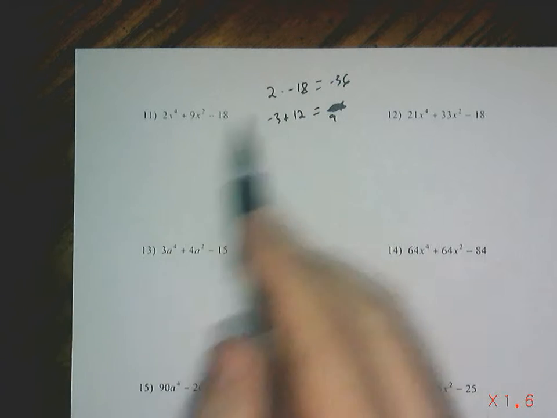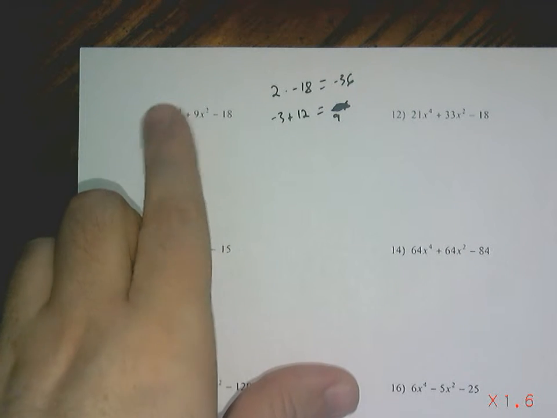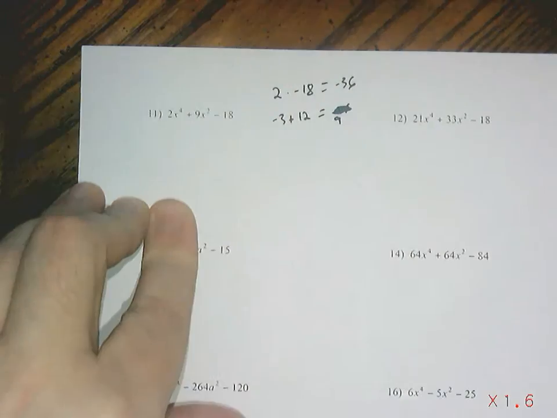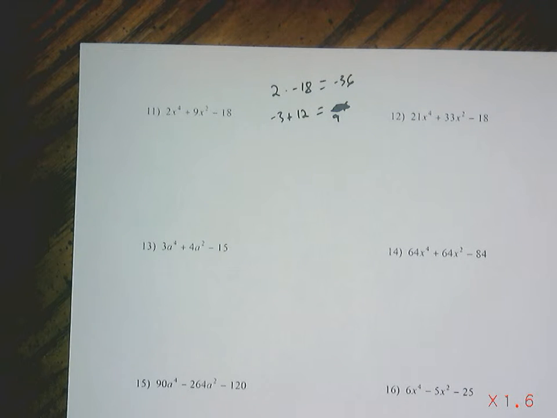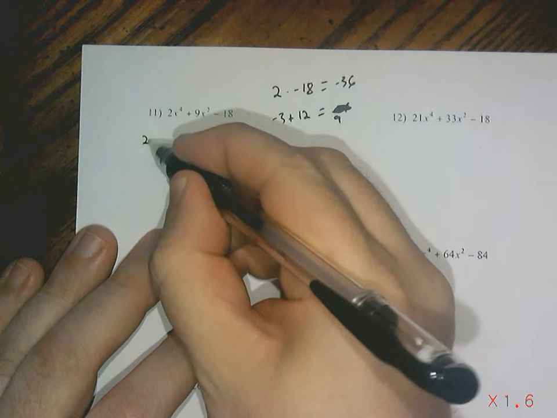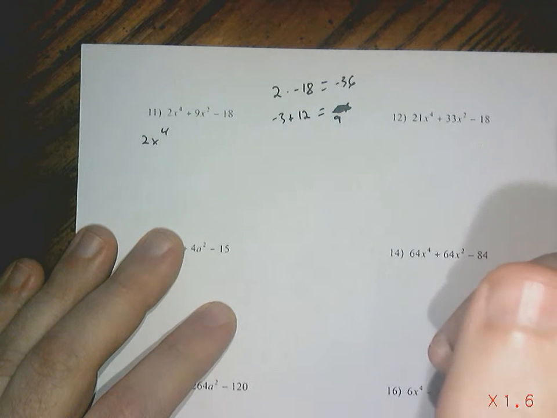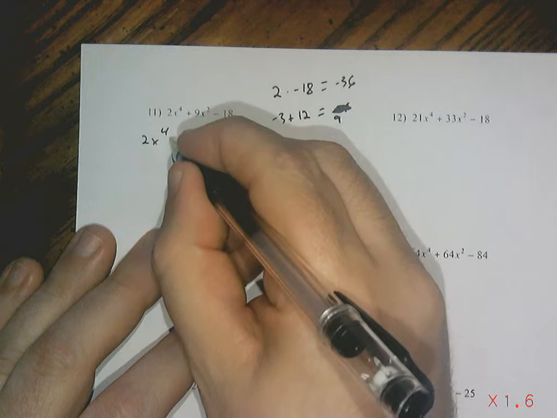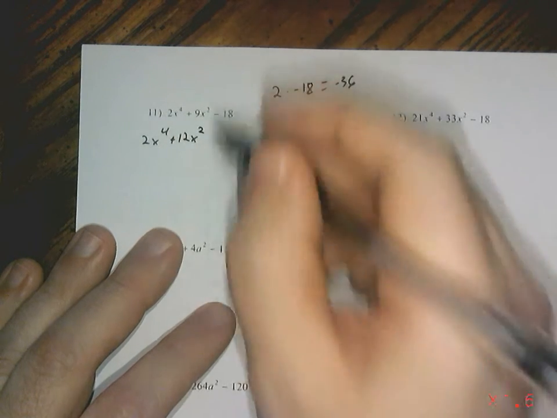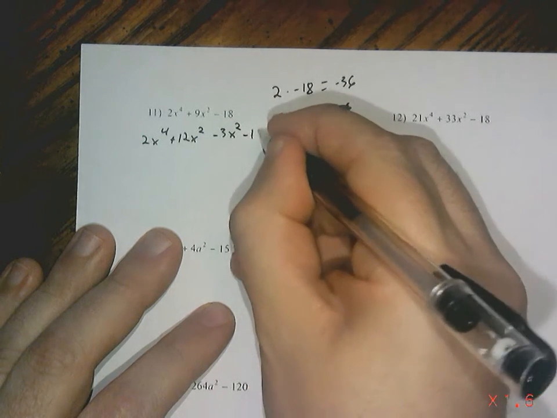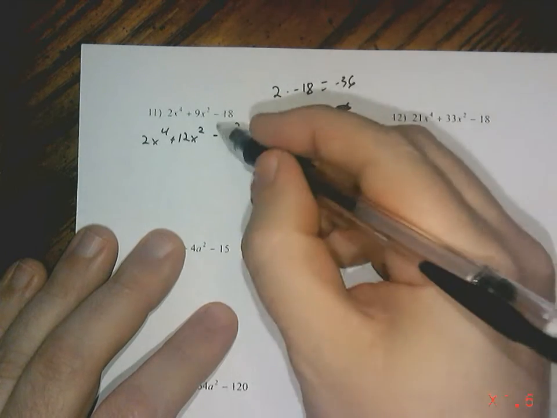So now I just need to split this up, and because this is x to the 4th and x squared, I'm splitting up the x squareds. So x to the 4th is still a perfect square, so we're just going to treat it just like we did before, except when we split it, it would be x squared instead of just x. So let's look at this. I have 2x to the 4th, and I'm going to put the plus 12x squared here, and then minus 3x squared minus 18. Okay, now we're going to group them. So group.